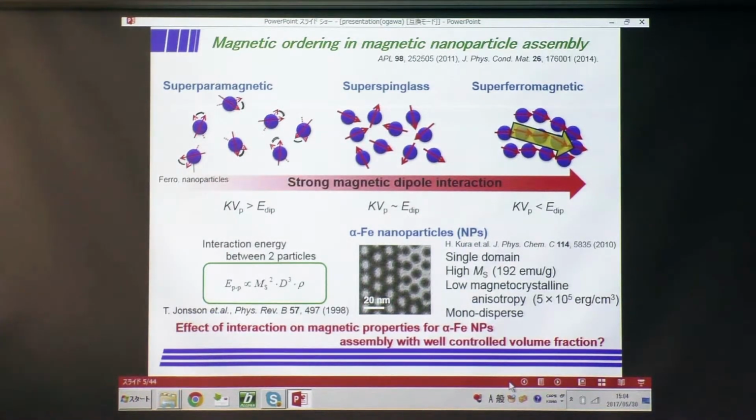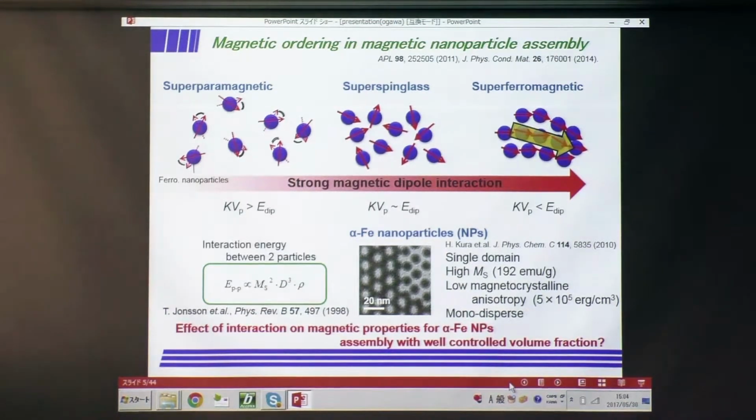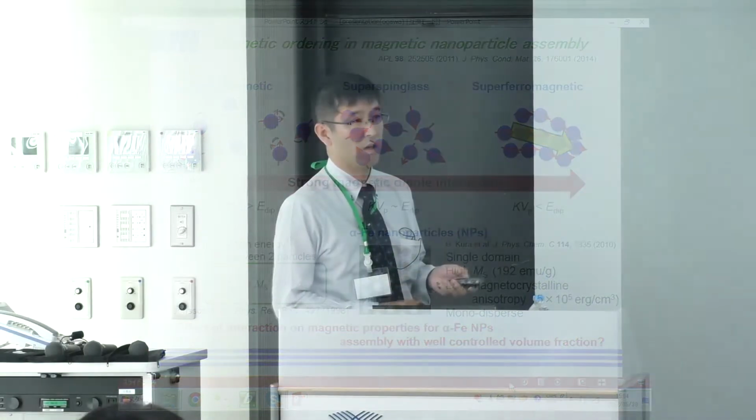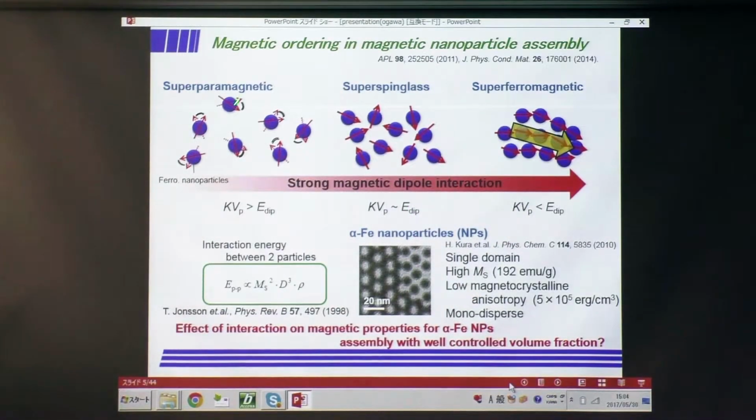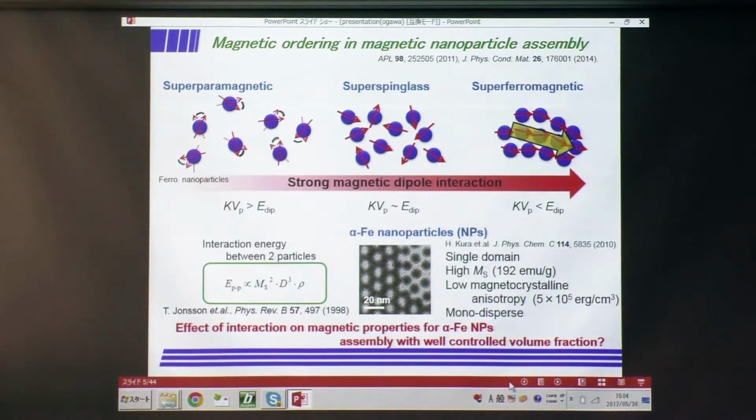Using this kind of magnetic dipole interaction field, we can expect different kinds of magnetic state as a function of volume fraction of materials. In a thinner volume fraction case, we can expect a superparamagnetic state, where the moment of the magnetic nanoparticle rotates this way and that by thermal agitation. With increasing volume fraction, a super spin glass or superferromagnetic state can be expected.